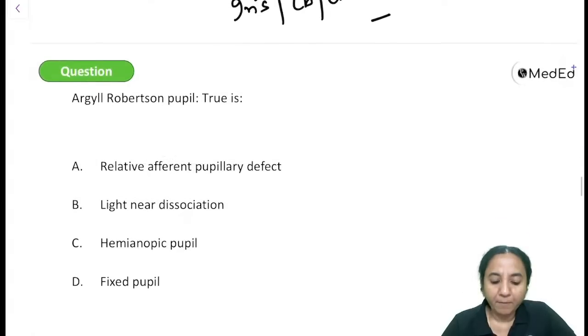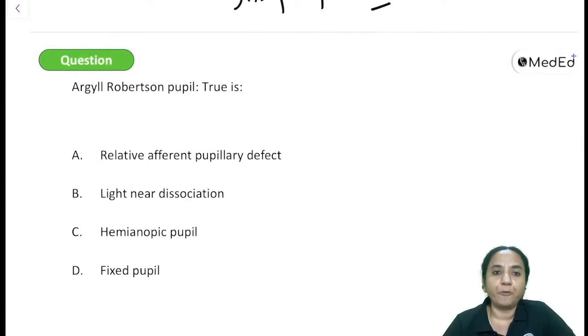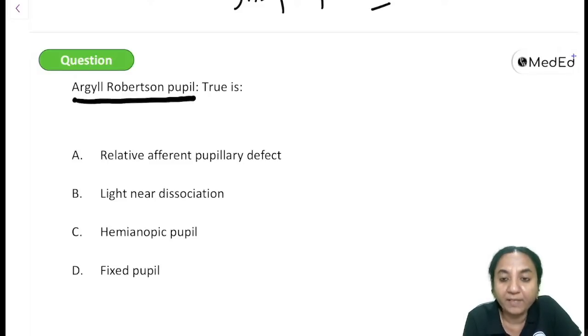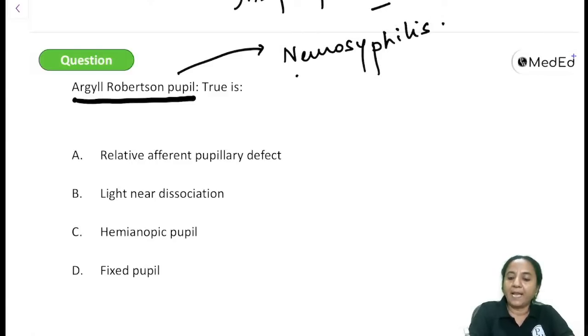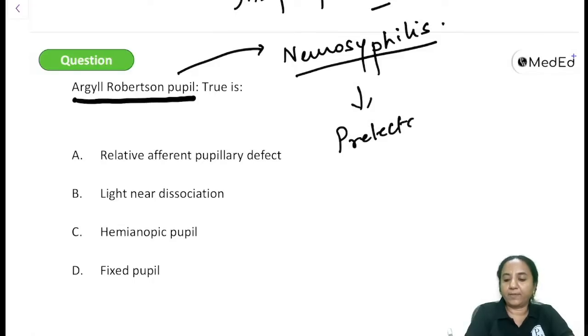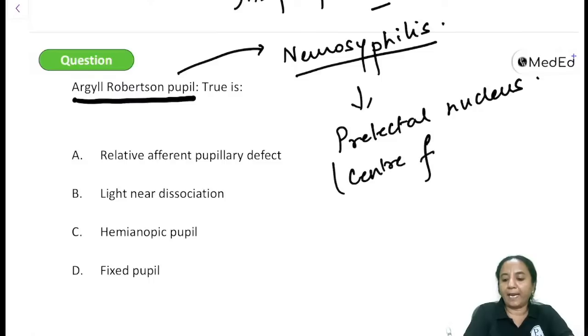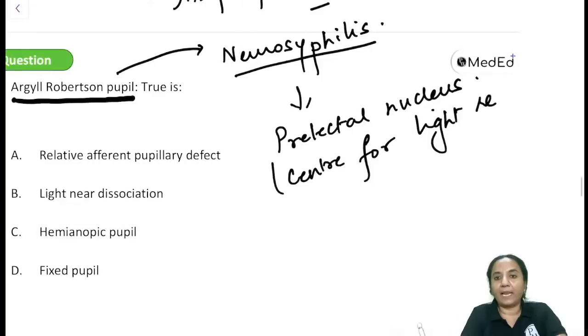Argyll Robertson pupil. What is true about Argyll Robertson pupil? What is Argyll Robertson pupil? Where is Argyll Robertson pupil described? Argyll Robertson pupil is described in neurosyphilis, and the site of the lesion is the pretectal nucleus. So do you remember what the pretectal nucleus is? The pretectal nucleus is the center for the light reflex.